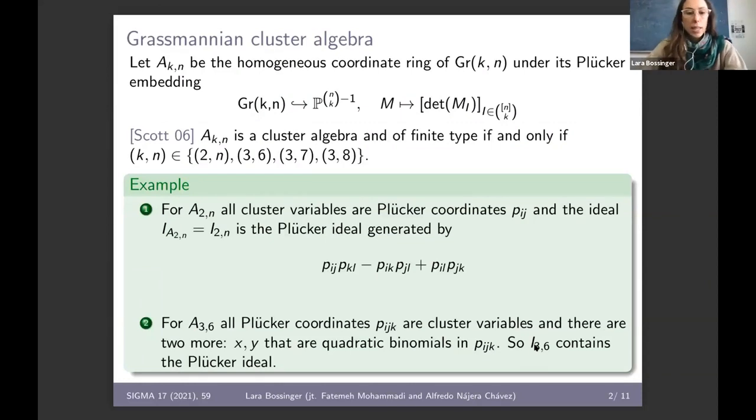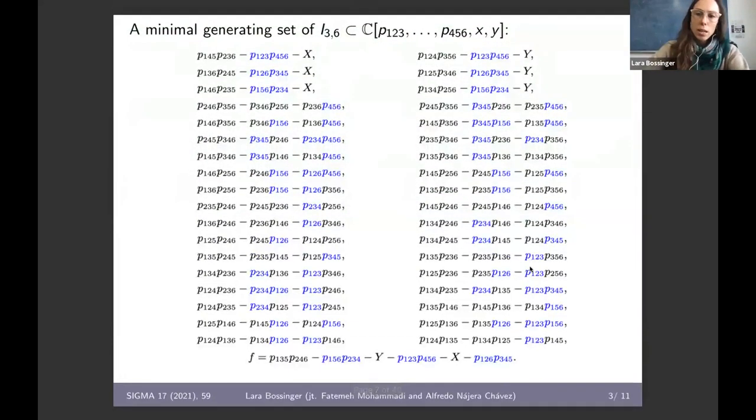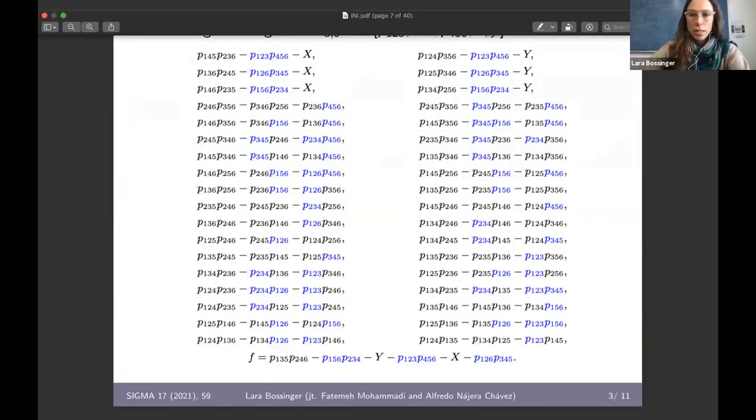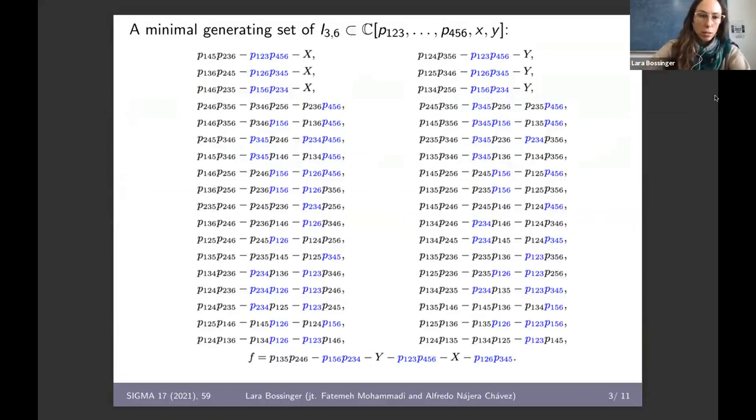So the ideal I_{3,6} contains the Plücker ideal, but as we're in a polynomial ring with two more variables than just the Plücker variables, it is different from the Plücker ideal. And this is just to give you an example. This is the minimal generating set. So this ideal is generated by all the degree 2 exchange relations. So those are the ones up here. And one more relation that represents a Plücker-type relation, but including the variables x and y.